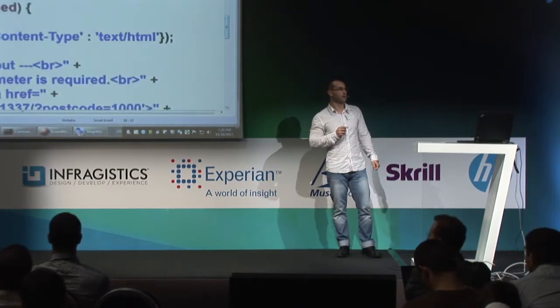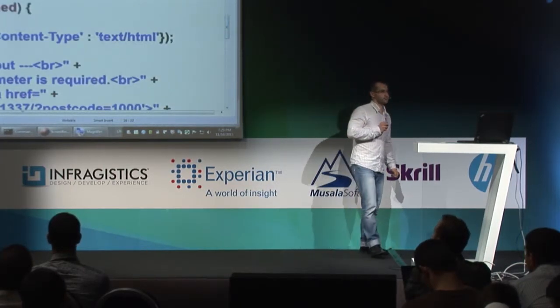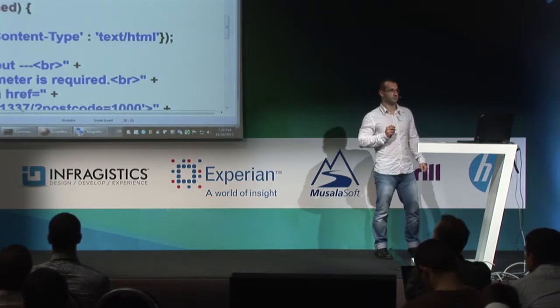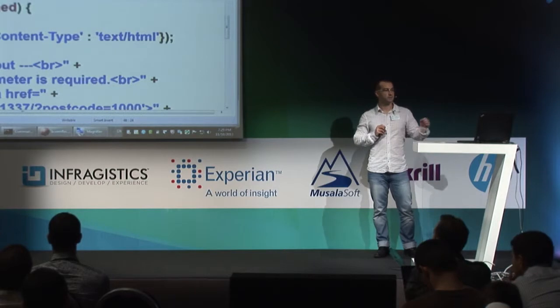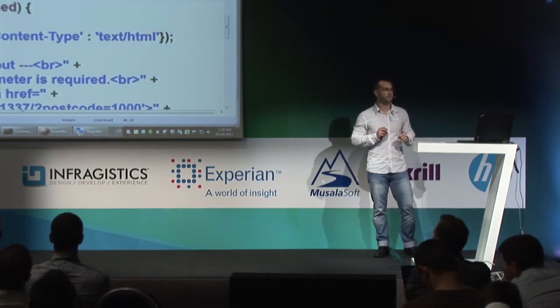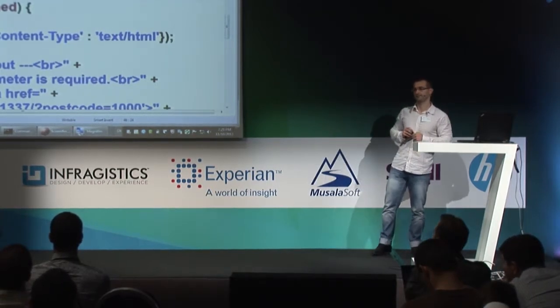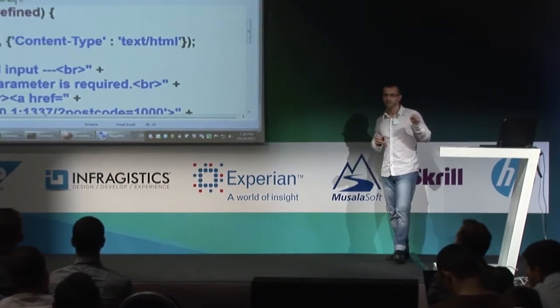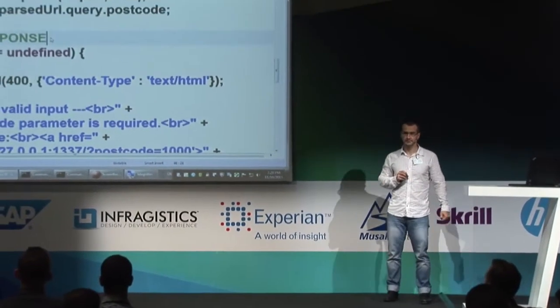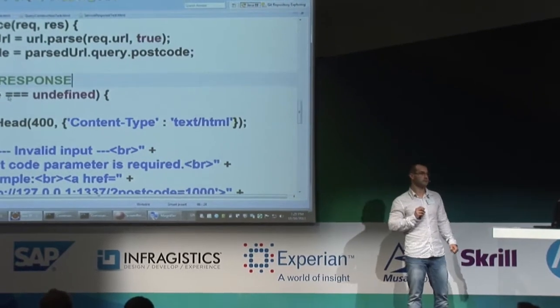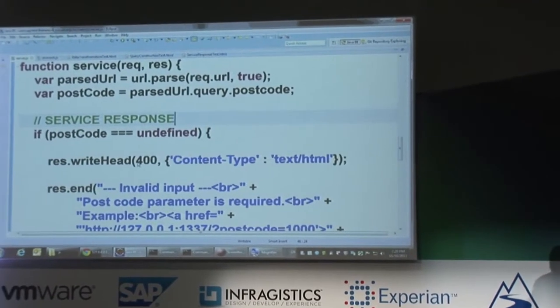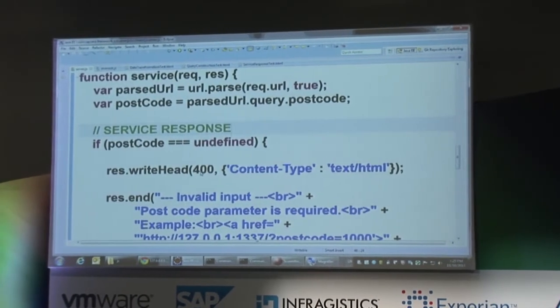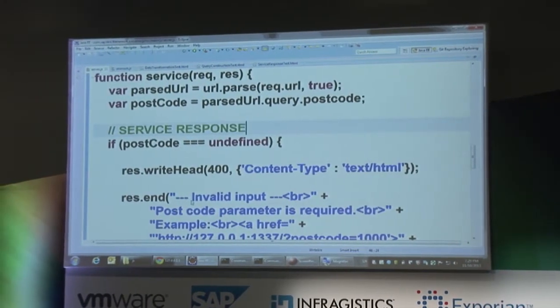Finally, our service function, the service response. We have the request and response to this function. In the request, we have some input parameters, for example, the postcode. If the postcode is undefined, we return a simple error, HTTP 400, with some message to the client. This code, the service response, can also be test-driven tested.